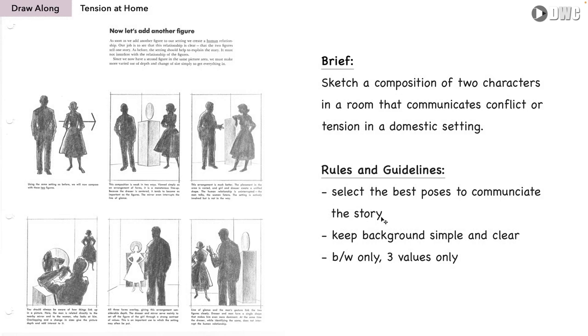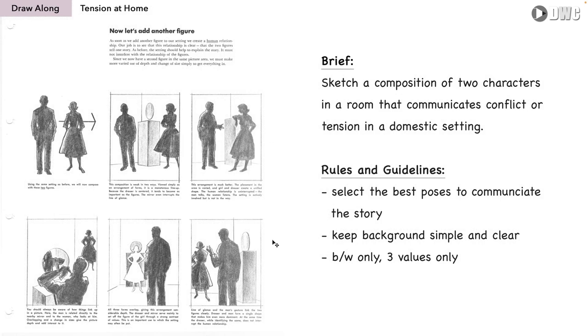So the rules and guidelines are, of course, select the best poses to communicate the story. So we're going to think of the story and the emotion first and then keep the background simple and clear. So I'm going to try to suggest the background. Keep it as simple as possible. And then, of course, black and white with limited values. So let's get sketching here.